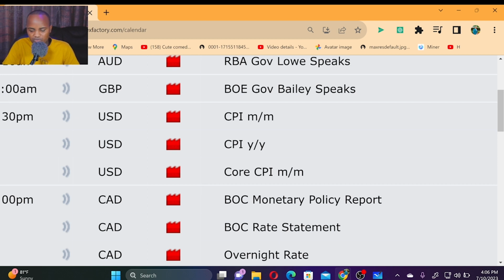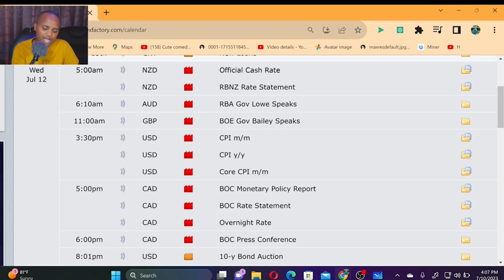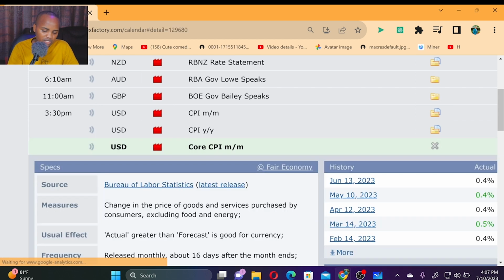They look at the price of a product to see how that product has been performing every month. Then we have CPI YY, which means the CPI of the product last year and the CPI of the product this year. So that is yearly, and this is monthly. Okay. And then we have the USD, where we have the core CPI. So this is the CPI excluding food and energy.